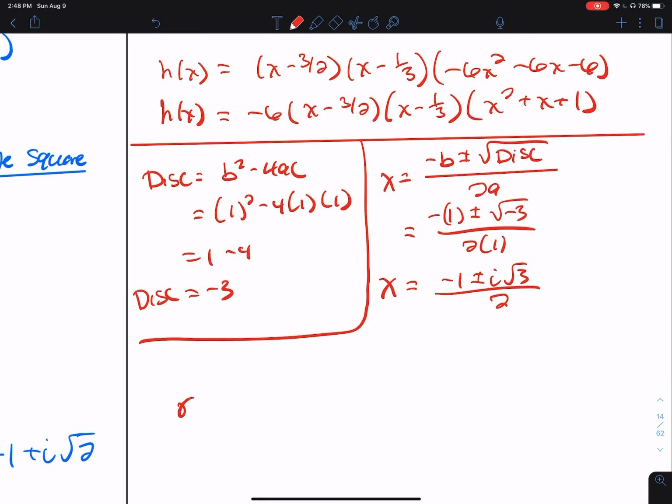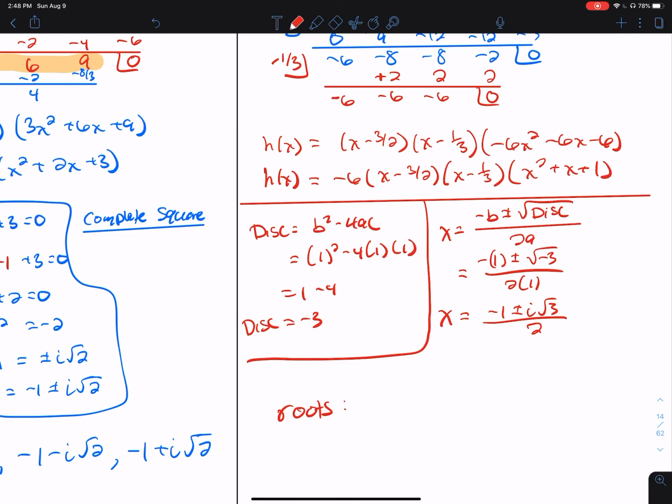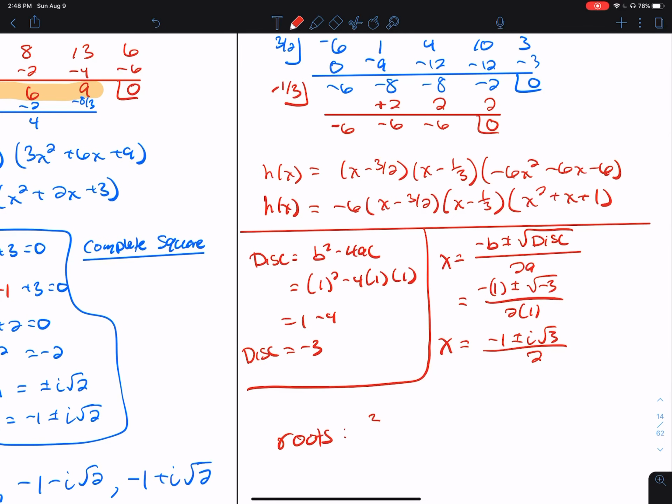So our roots: we got from the rational root theorem 3/2 and negative 1/3. I prefer to write those in ascending order. I didn't do that just now. Then negative 1 minus i square root of 3 over 2, and negative 1 plus i square root of 3 over 2.